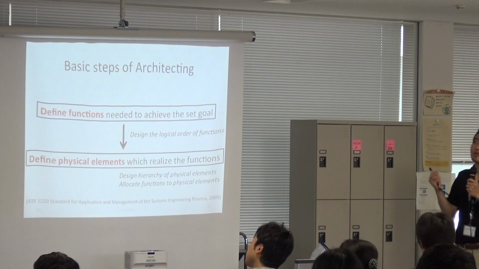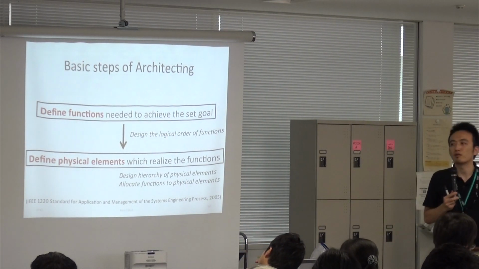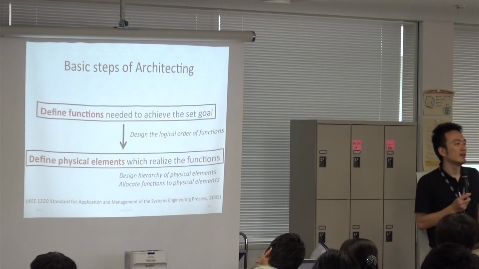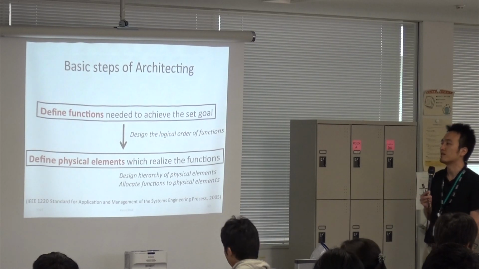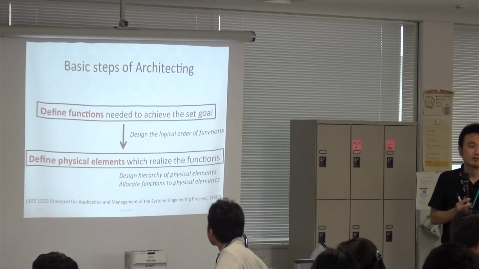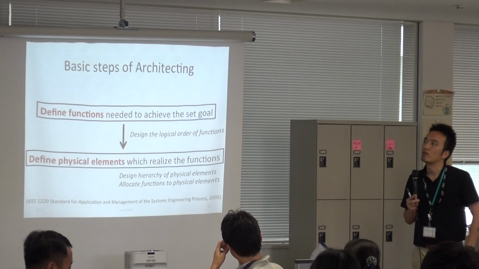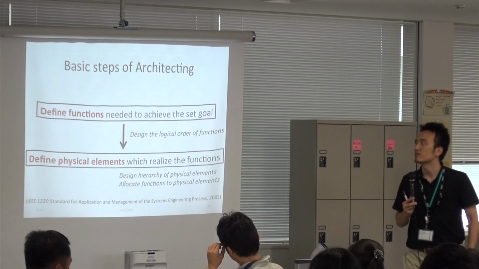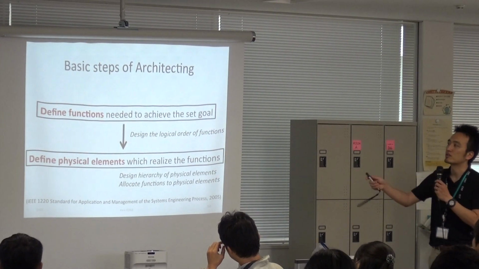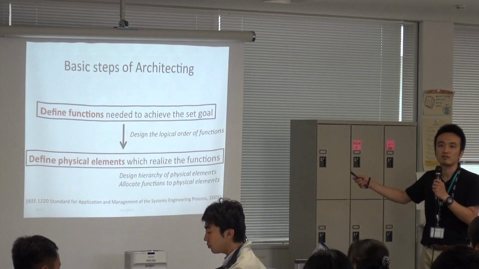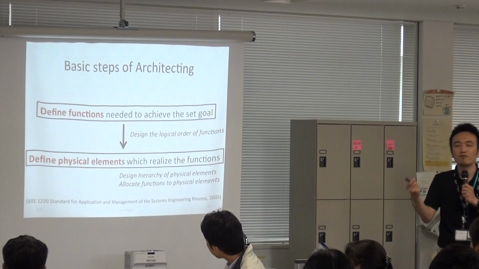So there's basic 2 steps of architecting, and actually this is taken from, for those who are geek enough to look up, an IEEE international standard called Standard for Application and Management of the Systems Engineering Process. If you're interested, go look it up. I'm taking just 2 steps out of it. So first step, define functions needed to achieve the set goal. And to do so, design the logical order of the functions. That's what you do. Second step, define physical elements which realize the functions.